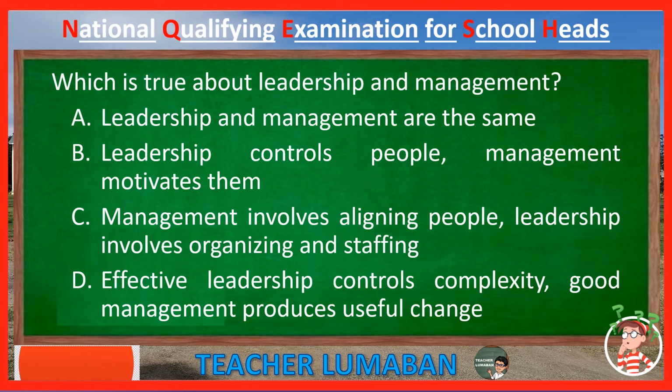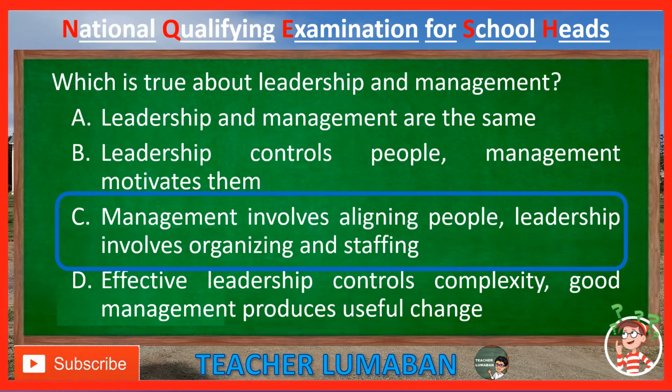Choose the suitable answer based on the given choices in 5 seconds. 5, 4, 3, 2, 1. The correct answer is letter C, management involves aligning people, leadership involves organizing and staffing. Management involves aligning people. Leadership involves organizing and staffing, is true about leadership and management.